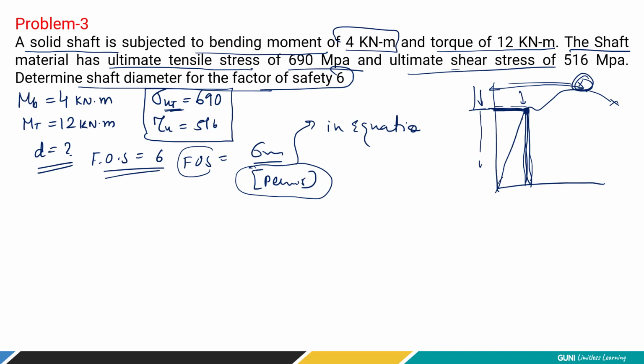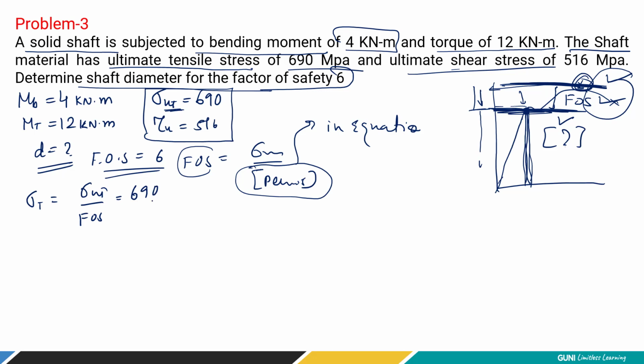So the division between the maximum stress and the permissible stress is called factor of safety. We have been given these values, so from these two we have to find the permissible stresses, right? Let's find the permissible stress in tension: ultimate stress divided by FOS. Ultimate stress is 690 megapascal and FOS is 6. Students, please calculate how much it is. I think it is going to be 115 megapascal, right?